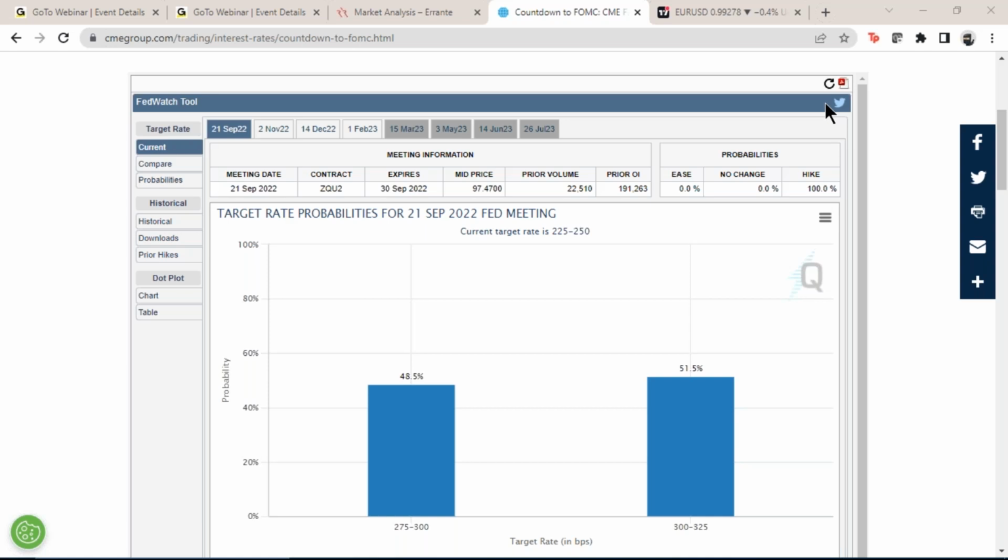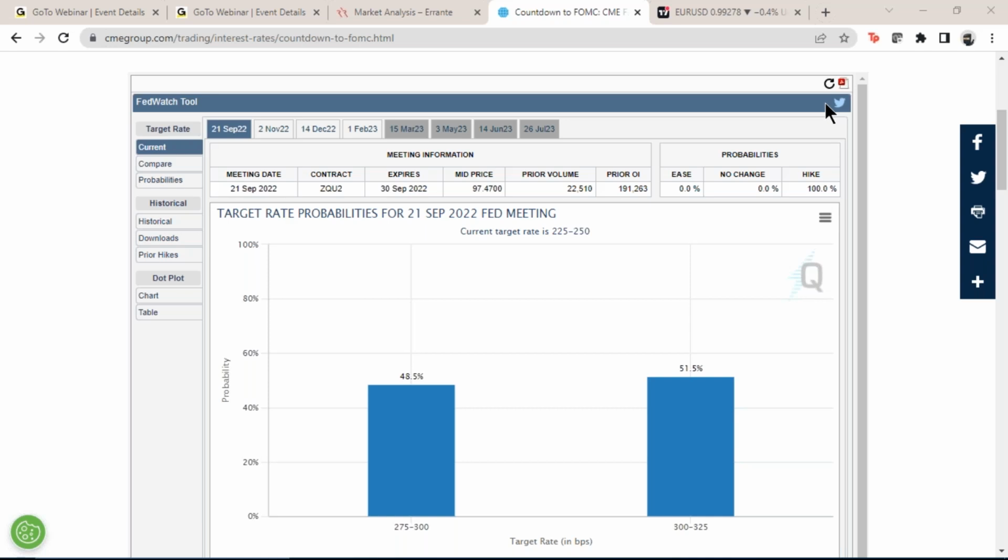And really, as we said, a focal point, and interestingly now a coin toss really for either a 50 basis point move, which would take rates to 2.75 to 3%, or 3% to 3.25% would be a 75 basis point move, another jumbo size rate hike. Really still a coin toss.